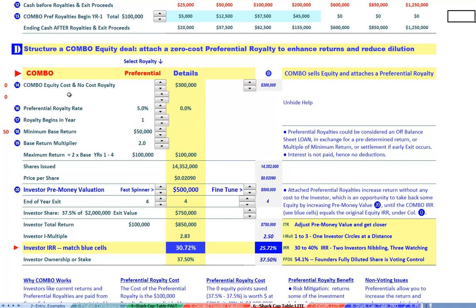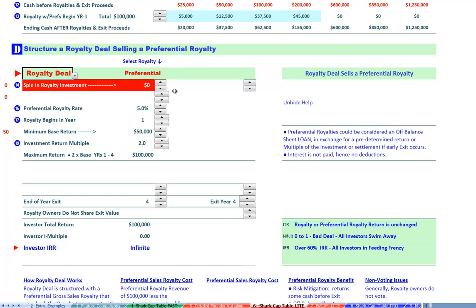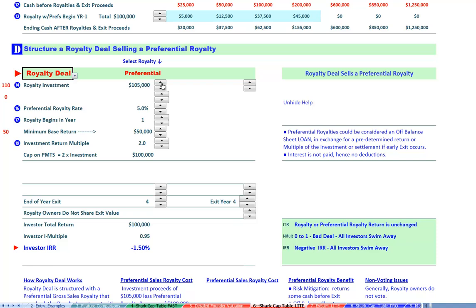Let's go to the royalty deal and see how we might structure a pure royalty deal. Let's put in the $300,000 that we're trying to raise and see what happens with it. Now we're almost there. $300,000. There we go. We'll leave the preferential royalty rate at 5%, start in year 1, and we'll again do a $50,000, multiply it by 2, so he's going to get a minimum of $100,000.